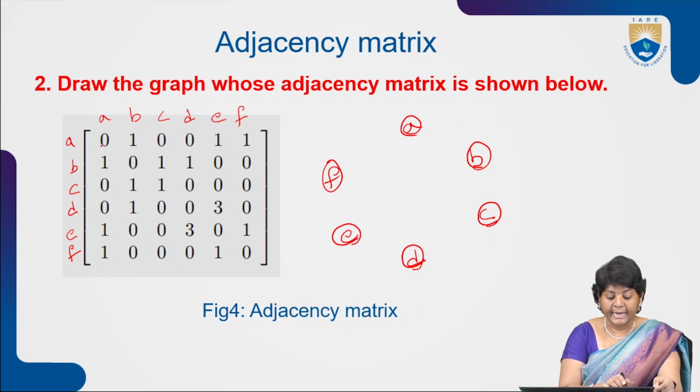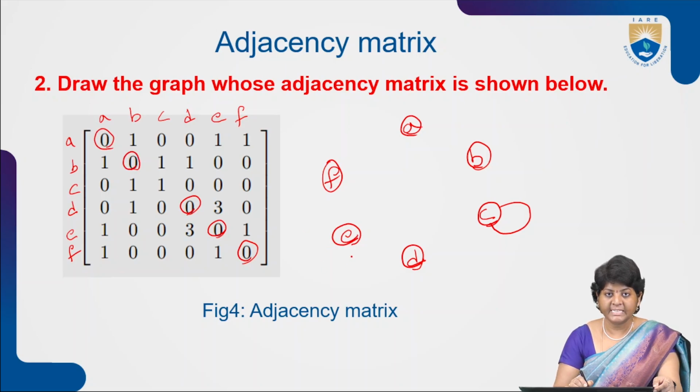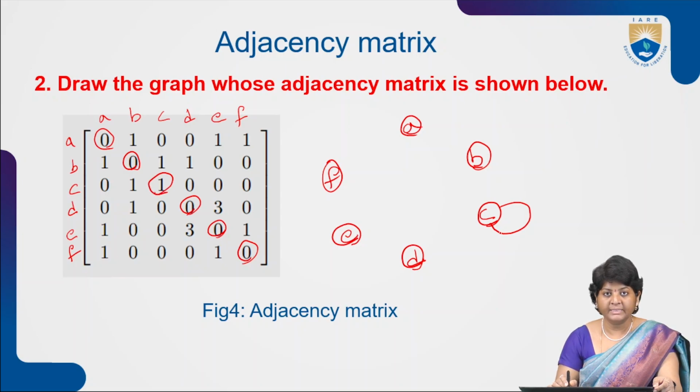Now A to A there is no self loop, B to B there is no self loop, C to C there is a self loop. D to D there is no self loop, E to E there is no self loop, F to F there is no self loop. That means since they are zeros, we are not marking the self loop. Since C to C it is 1, we should mark a self loop. Now check with the other vertices.